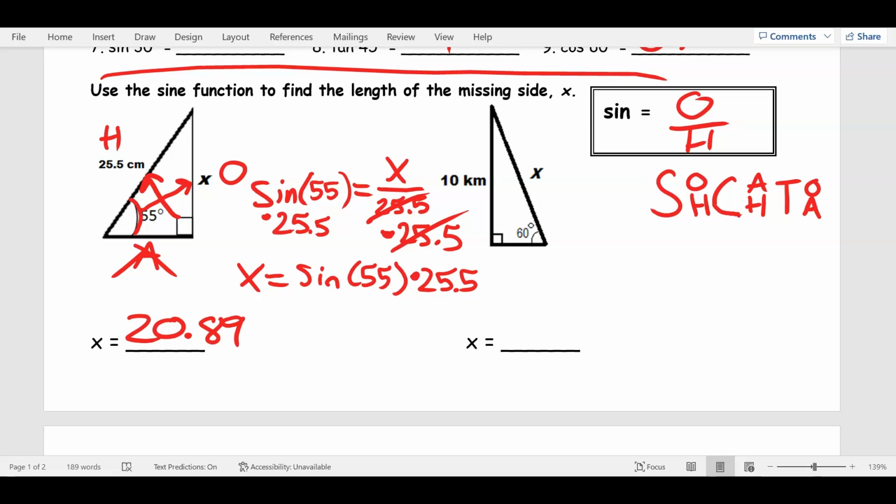20.89. And last little cherry on top. What are the units of measure? Centimeters, so make sure you write centimeters. Okay.